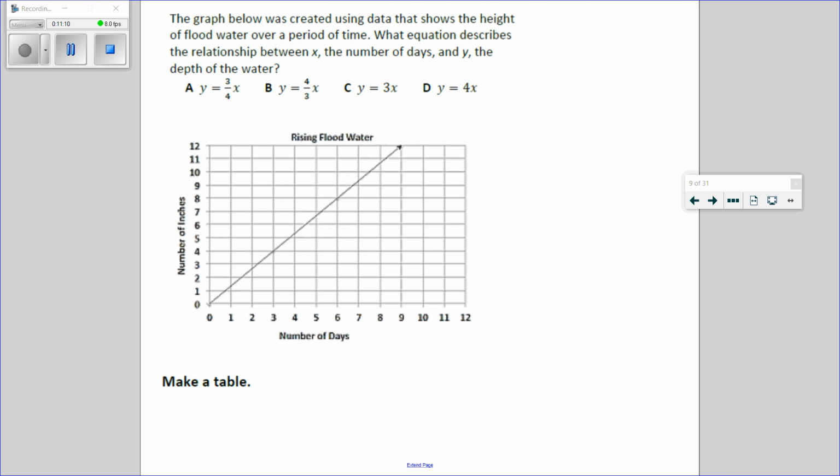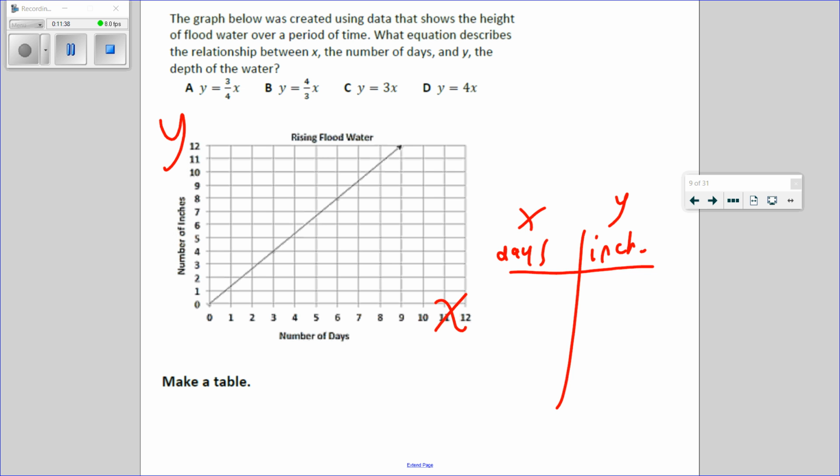Okay, you make a table. The graph below was created using data that shows the height of flood water over a period of time. What equation best describes the relationship between x, the number of days, and y, the depth of the water? It's A, B, C, D. Let's make a table. x is the days, y is the inches.